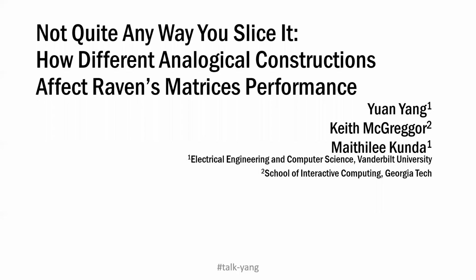Everyone, my name is Yuan Yang from Vanderbilt University, and I'm going to talk about our work on the Raven progressive matrices. We studied how different analogical constructions affect the performance of the computational models.